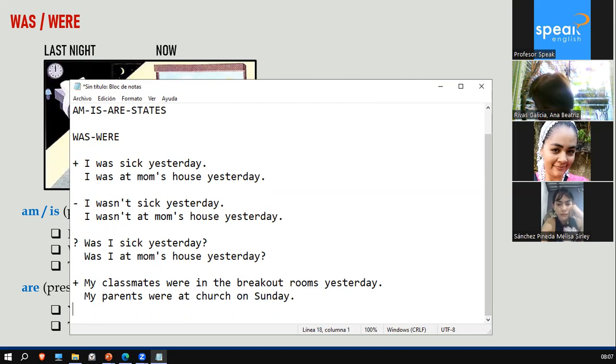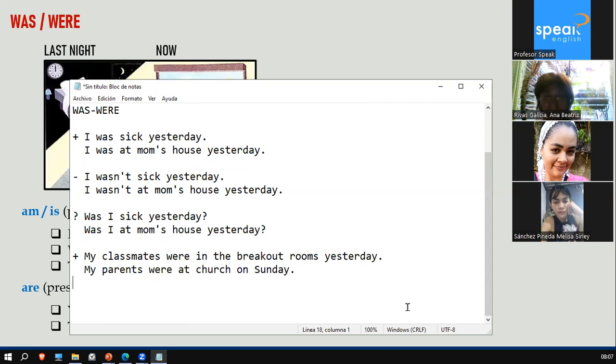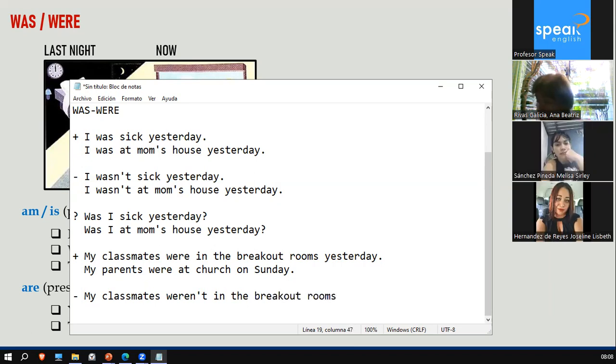Now, if it's going to be the negative form, we're going to do the same, right? But this time we're going to use the negative form of the verb, right? My classmates, I'm sorry, weren't in the breakout rooms yesterday, right?